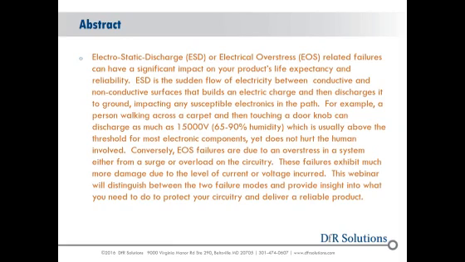Conversely, EOS failures are typically due to a surge or overload on the circuitry. They exhibit much more damage due to the level of current and voltage involved, and what we're going to try to do today is walk you through some of the different failure modes, provide insight into what you need to do to protect your circuitry and deliver a reliable product so that ESD or EOS are not an issue.